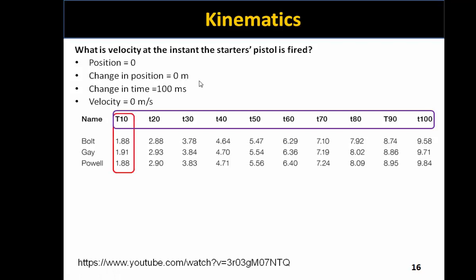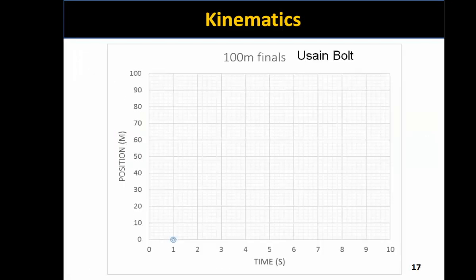So what we see here are the respective times at the respective points in the race. So at the 10-meter mark, 20, 30, all the way up to the 100-meter mark, we see that the gold medal winner covered the first 10 meters in 1.88 seconds, the same time as the bronze medalist, but then began to cover those distances in a shorter period of time.